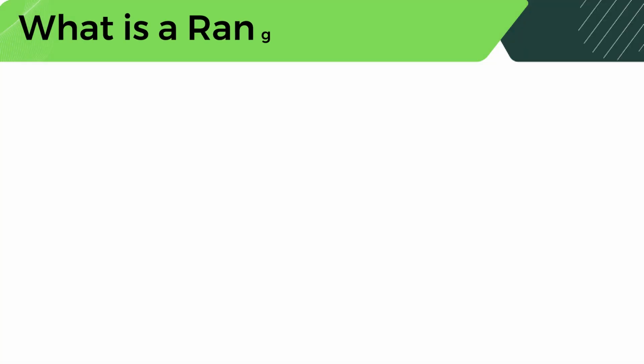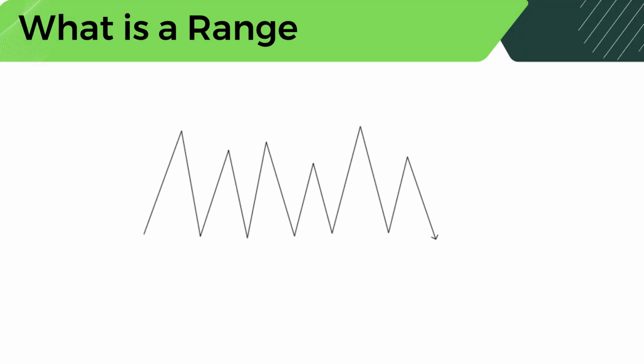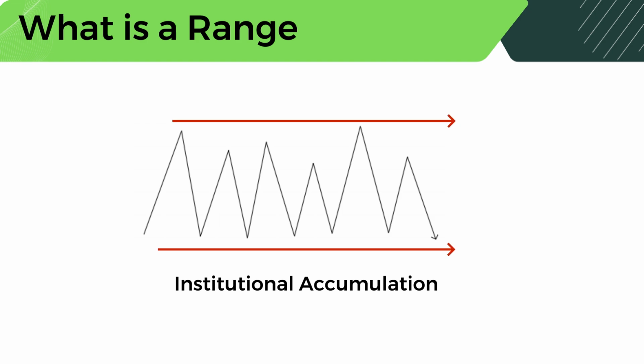So what is a range? A range is when a market doesn't make a higher high or a lower low. Price just moves sideways, trapped inside a box. No strong trend, no direction, just noise on the surface. But that's where the real game begins. This is where institutions quietly accumulate their orders. They build up liquidity on both the buy side and the sell side, getting ready to make their move when the time's right. Understanding this alone can help you avoid so many fake outs.